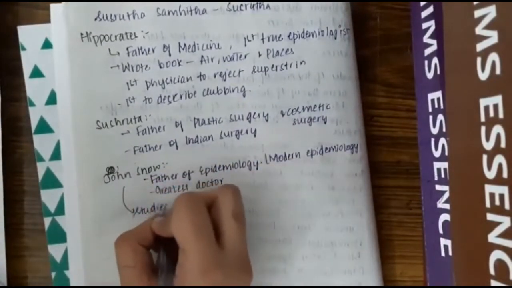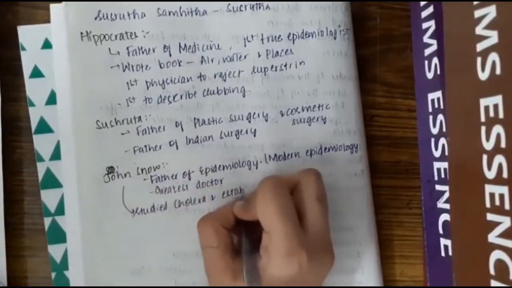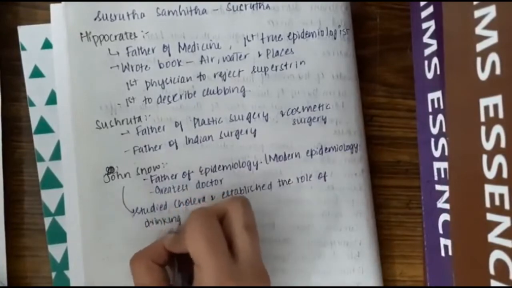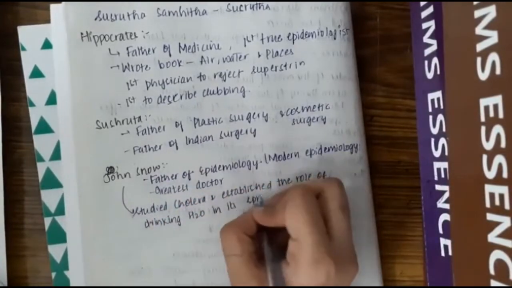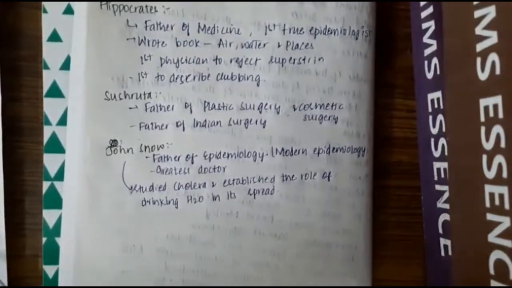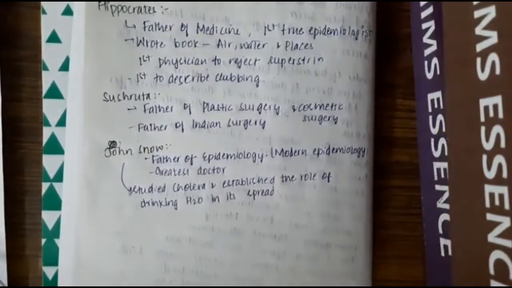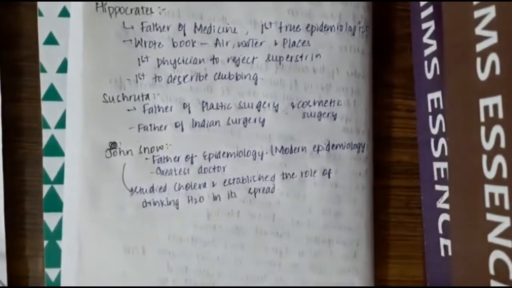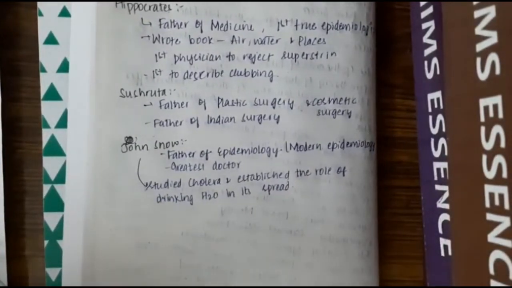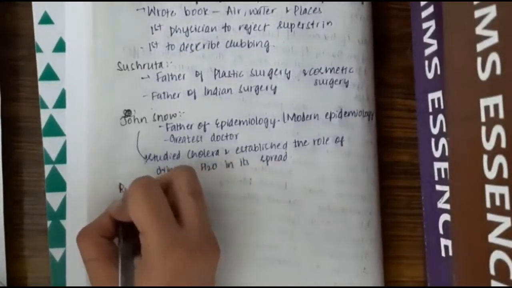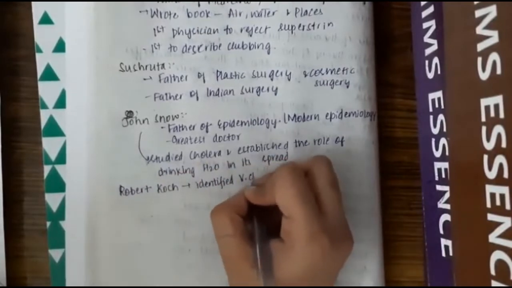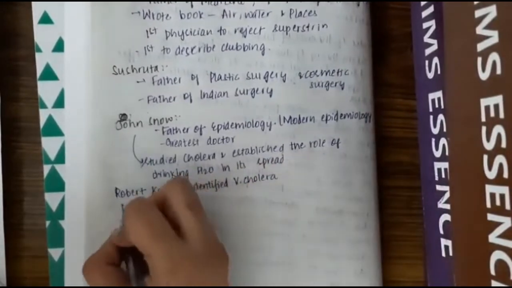John Snow studied cholera and established its role of drinking water in its spread. Now we have different fathers of different branches of medicine. So first let us learn from Robert Koch. Robert Koch identified the Vibrio cholerae organism.